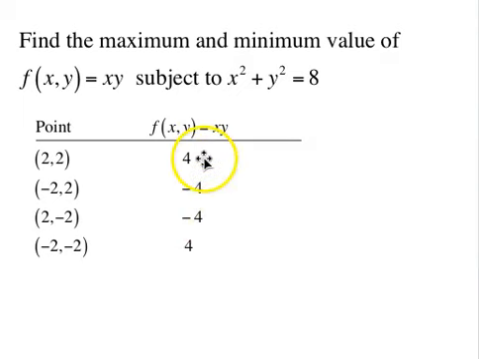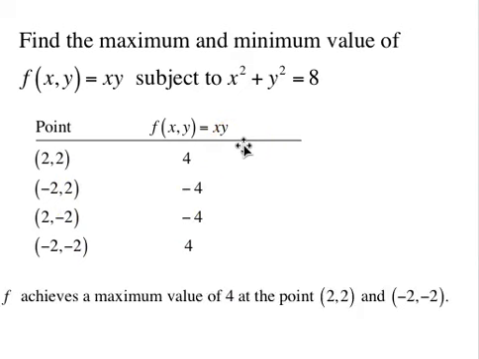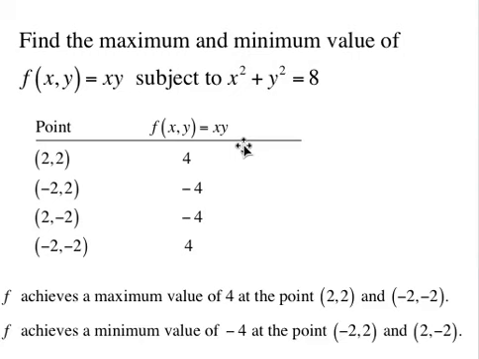So the function achieves a max of 4 at (2, 2) and (negative 2, negative 2). And it achieves a minimum of negative 4 at (negative 2, 2) and (2, negative 2). So there's the max of 4 at (2, 2), (negative 2, negative 2), and the min of negative 4 at the points (negative 2, 2), (2, negative 2). And that will conclude this lesson.